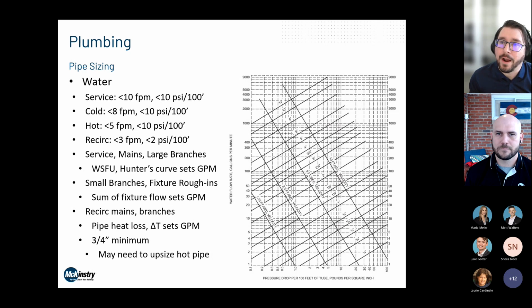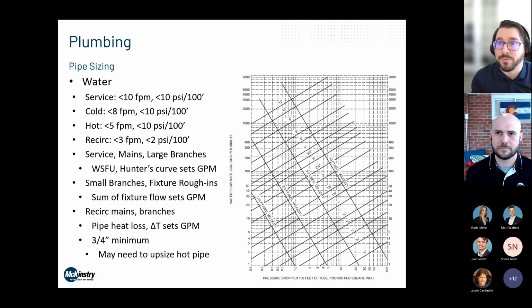Going back to what I was saying earlier, not all plumbing pipes use Hunter's curves or water supply fixture units to size. The big ones do. Services, mains, big branches, those are all going to want to take advantage of that sort of built-in randomness and diversity factor that the Hunter's curve and the water supply fixture units afford you. But for small branches, it's not going to be very helpful for sizing.